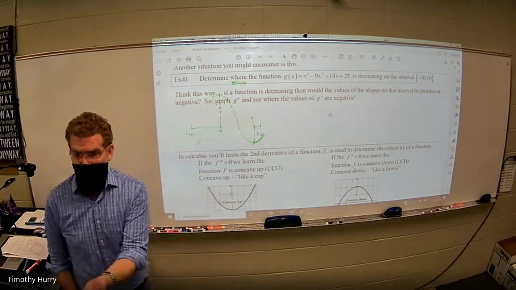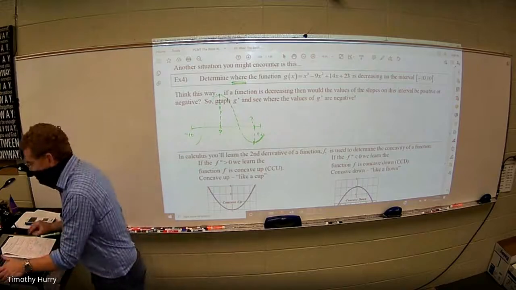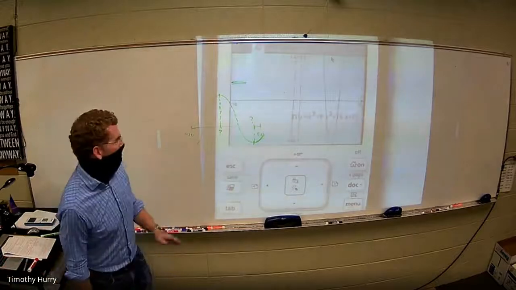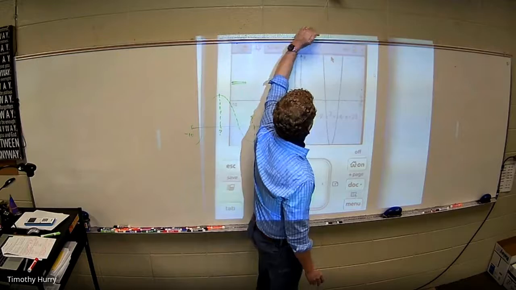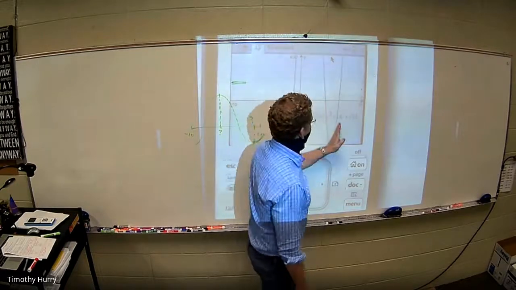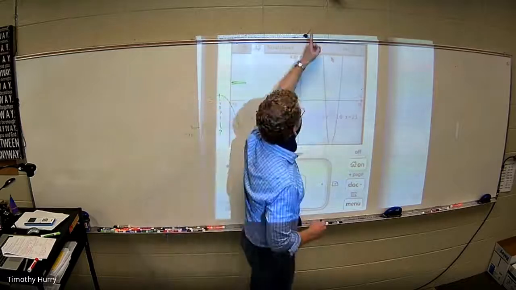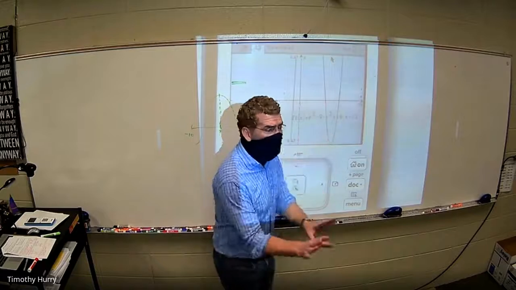And if I asked you now, where is this function decreasing? You could look at it and go, oh, well, it's increasing here. So it's decreasing there and then increasing there. But if I wanted the intervals, you'd have to find that relative max and that relative min, wouldn't you? All right, now you could do that.